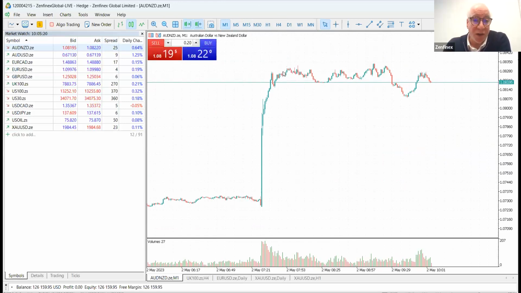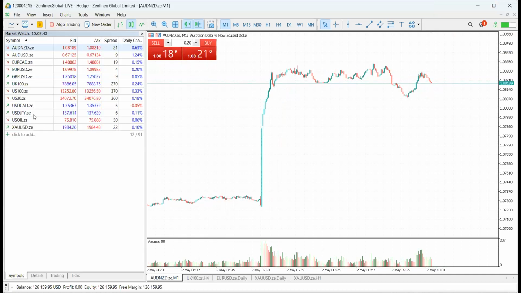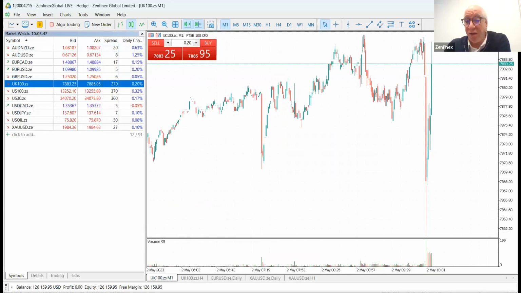So I thought I'd just show you that, and the importance of keeping an eye on news and how that could affect your trades or your potential trade setups. So always, as part of your trading plan, keep an eye on news, so you don't get surprised when that happens. So let's start with the FTSE 100, UK 100 on the Zenfinex account.